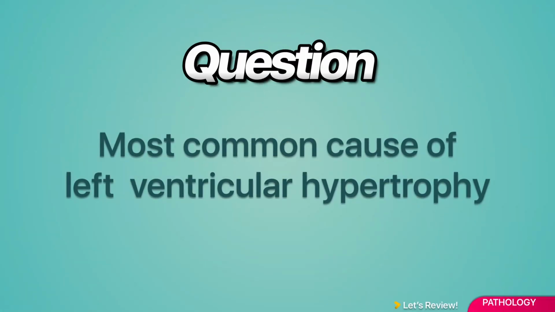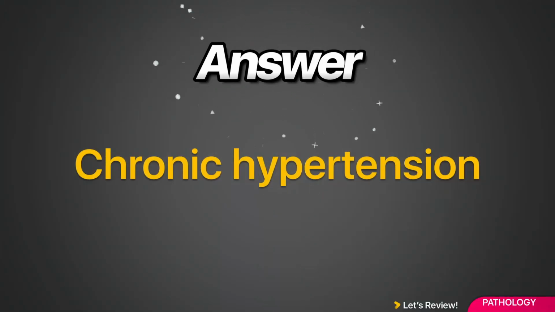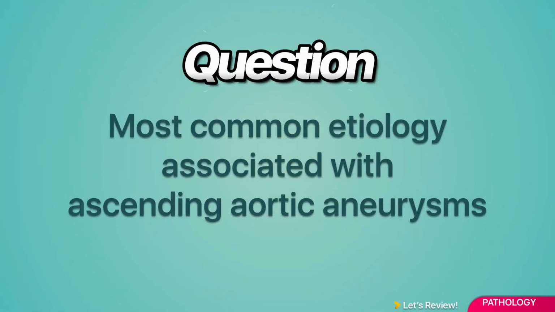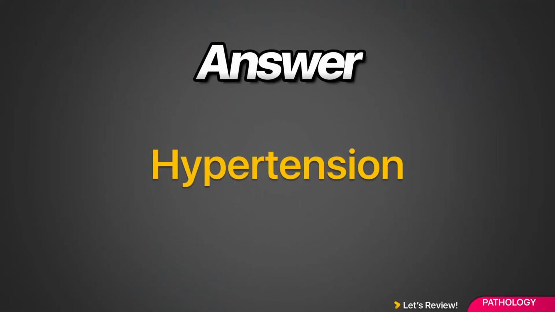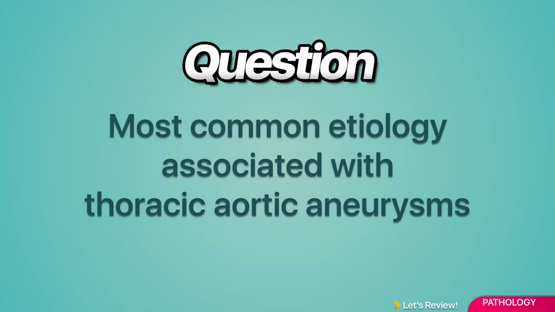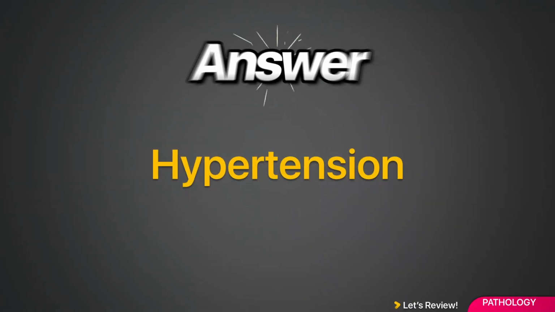Most common cause of left ventricular hypertrophy. Chronic hypertension. Most common etiology associated with ascending aortic aneurysms. Hypertension. Most common etiology associated with thoracic aortic aneurysms. Hypertension.